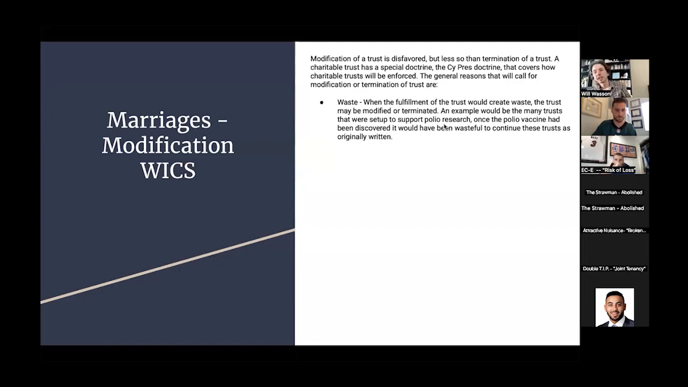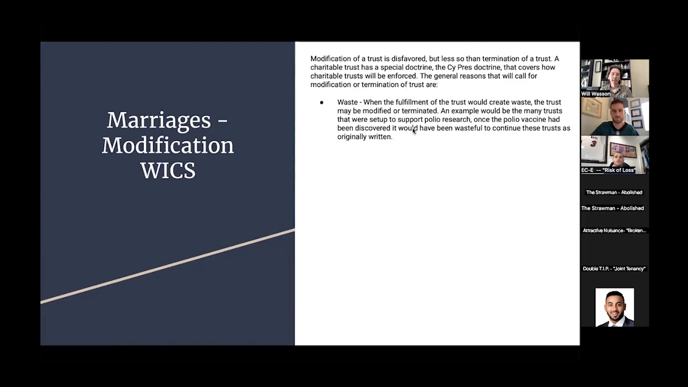So waste is a real property thing. Waste in trusts is different. Waste is really just affirmative in this case. In this case, the fulfillment of the trust would create waste. So if you're basically just throwing money away, then you can change the trust. This is kind of a classic example.